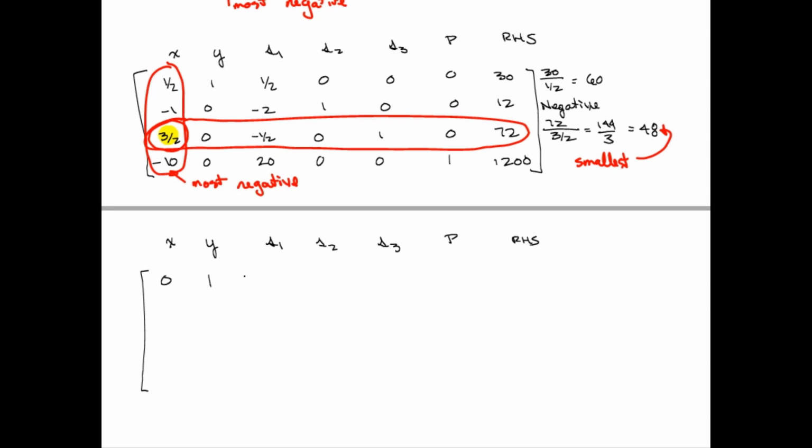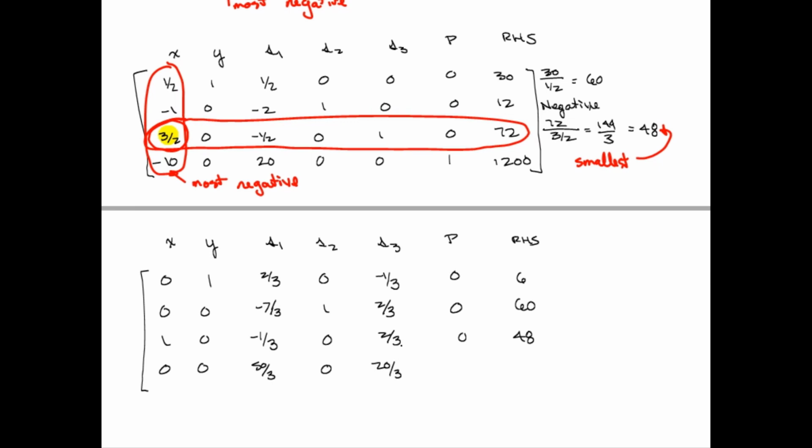So my first row, 0, 1, 2/3, 0, negative 1/3, 0, and 6. Second row, 0, 0, negative 7/3, 1, 2/3, 0, 60. Third row, 1, 0, negative 1/3, 0, 2/3, 0, and 48. There's that smallest quotient popping up. And then in my last row, my objective function row, I have 0, 0, 50 over 3, 0, 20 over 3, 1, and then 1,680.